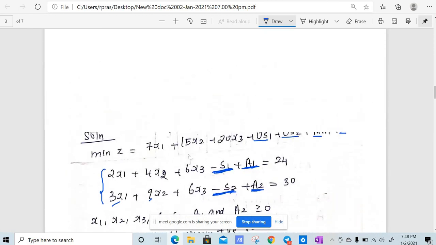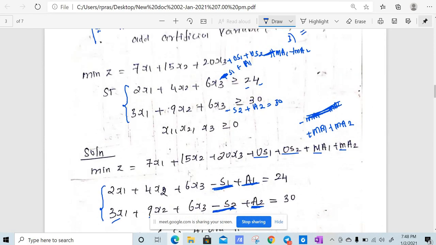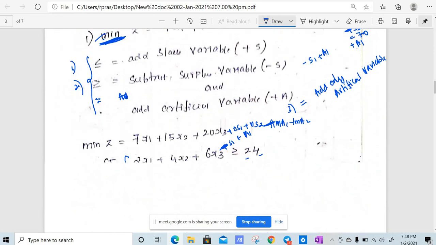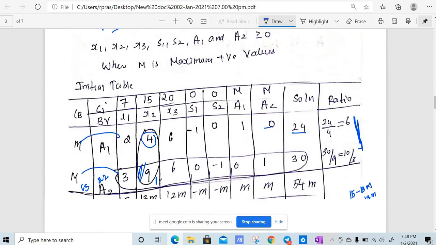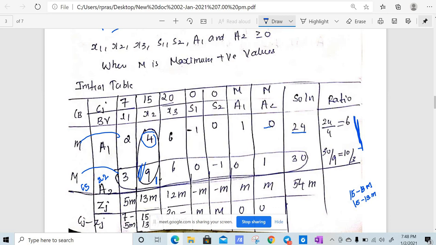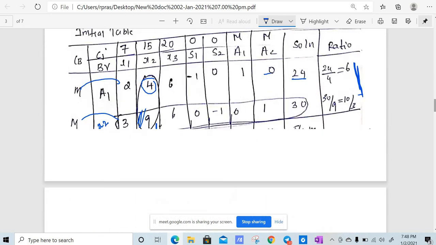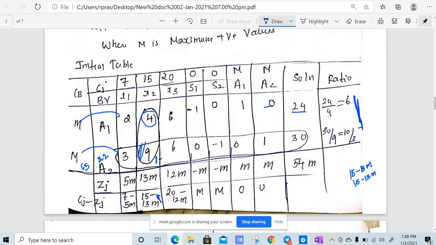And there are two important things for the big M method. If the problem is a minimization problem, you need to add MA1 and MA2. If it is a maximization problem, you need to add minus MA1 and minus MA2. This is the first difference between minimum and maximum. And if it is minimum, it is enough to write only the artificial variable in Cj, right? But if it is maximum, you should write the artificial variable as well as the surplus variable.